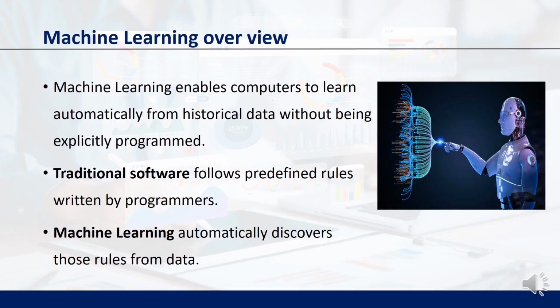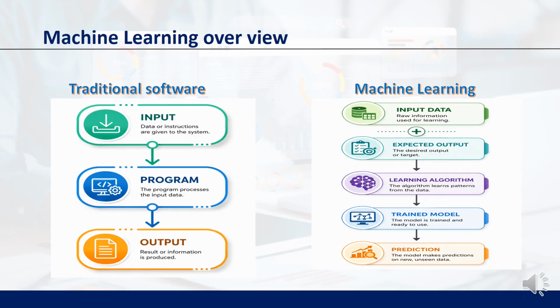Machine learning. Now let us connect predictive analytics with machine learning. Machine learning enables computers to learn automatically from the historical data without being explicitly programmed for every individual decision. This is an important difference. In traditional software, a programmer explicitly writes the rules. For example, we might write: if income is greater than a certain value, approve the loan. If the income is below a certain value, reject the loan.